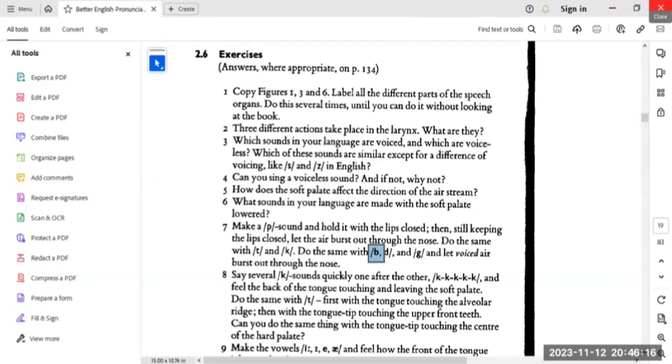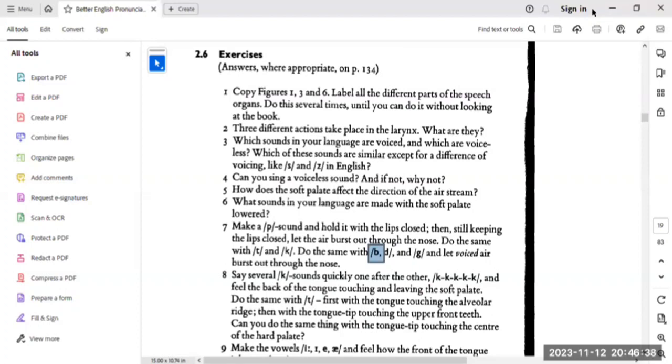Okay. Sh is what? Voiceless. J? Voiced. Okay, that's it. Yes, that's it.